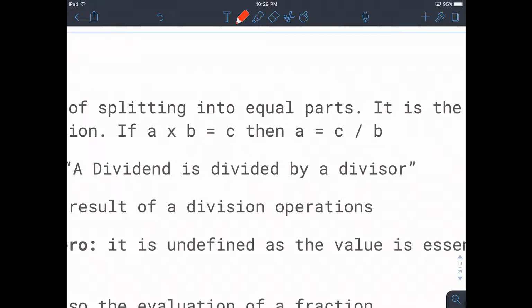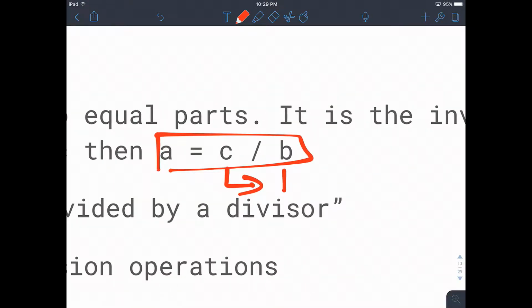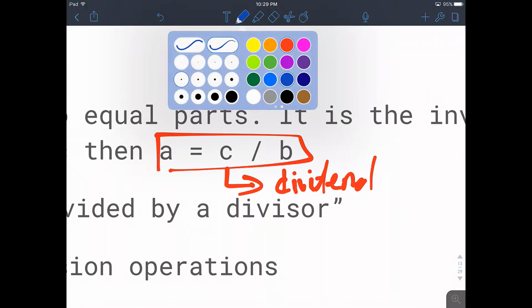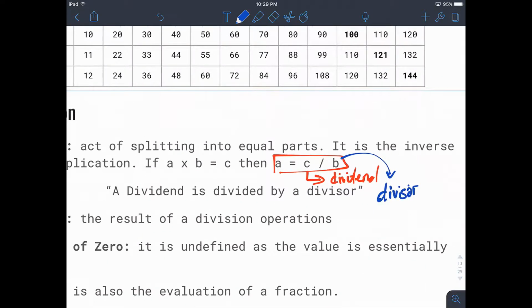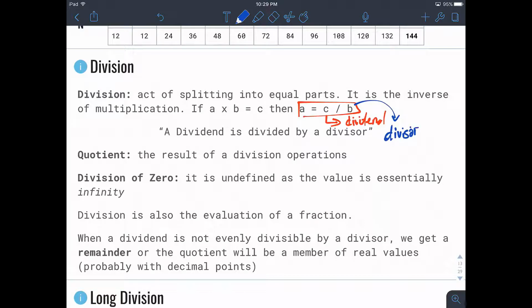So in this case right here, this C is the dividend, and B is the divisor. And when we do a division operation, the quotient is the result of the division operation.